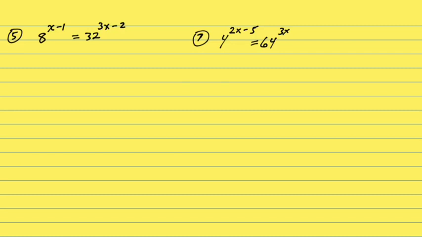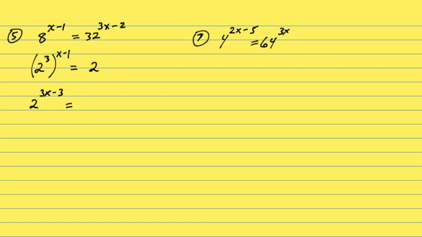How about number 5? 8 and 32 can both be written as powers of 2. 8 is 2 to the third. And power to a power, you multiply your exponents. So I think that would make it 3x minus 3.